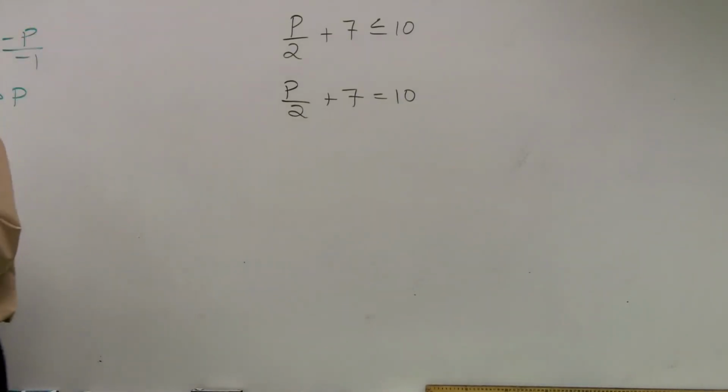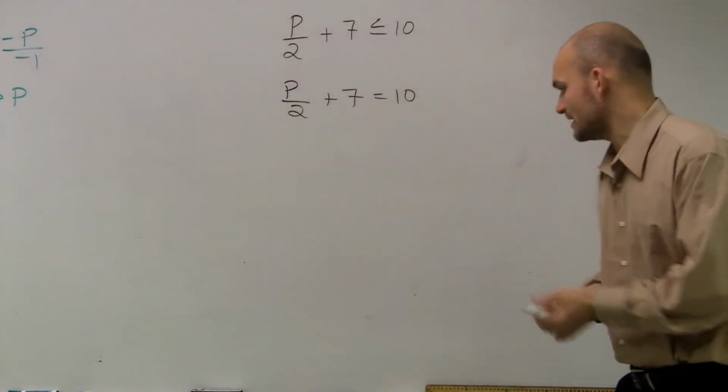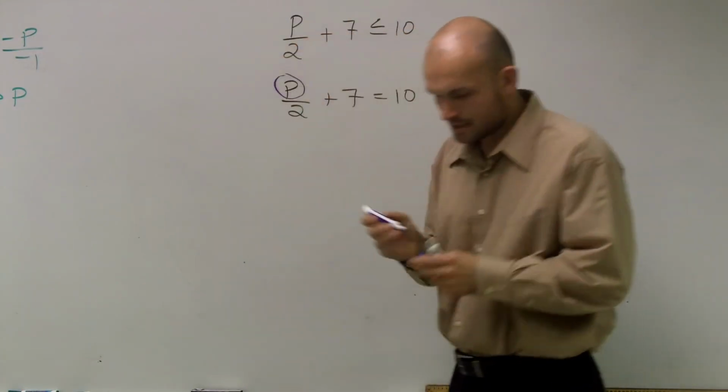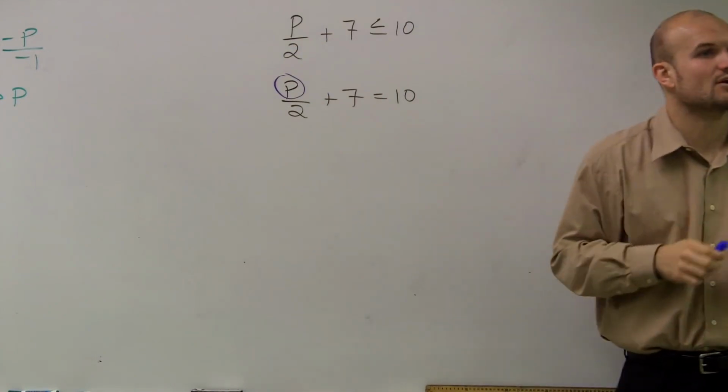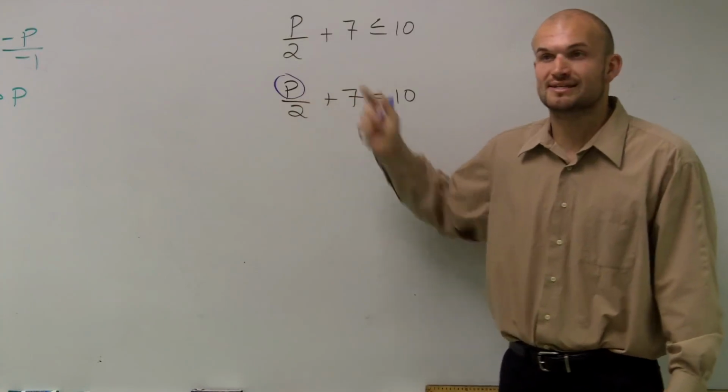The first thing to do is to always undo what's happening to your variable, right? So we need to figure out what our variable is. Well, our variable is p. Then I need to say, well, there's two numbers on the side of p, on this side of the equation. We have a 2 and a 7.